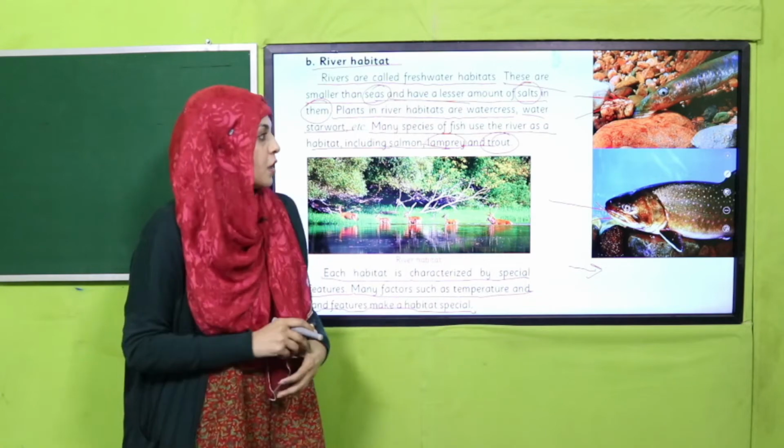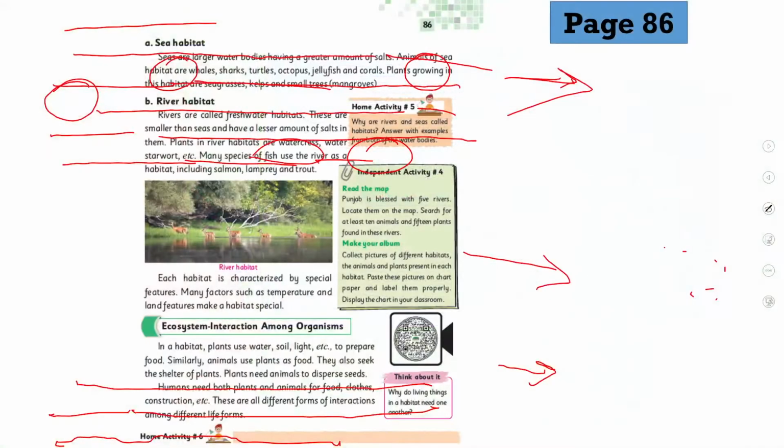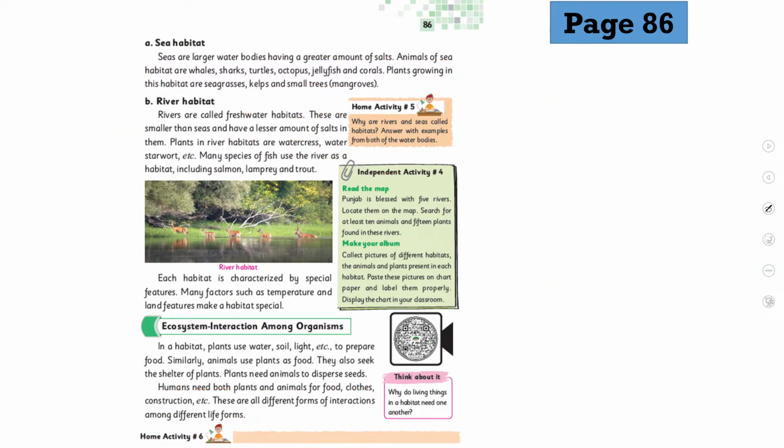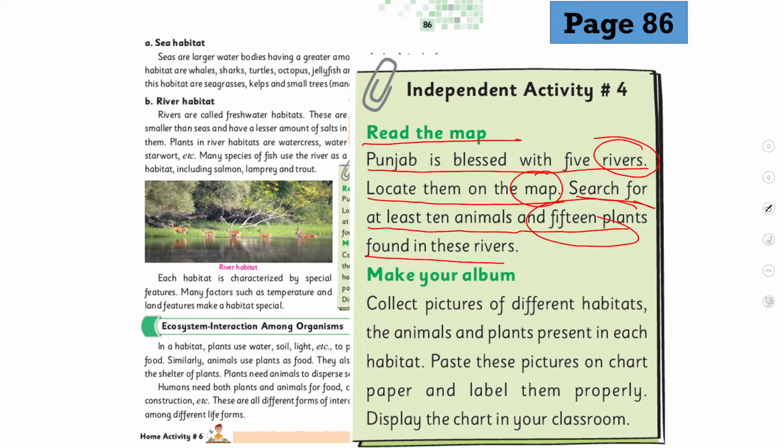Okay? So my dear students, now we will move forward towards an independent activity. So here it is on your screen, independent activity number 4. Read the map. Punjab is blessed with 5 rivers. Locate them on the map. Search for at least 10 animals and 15 plants found in these rivers.